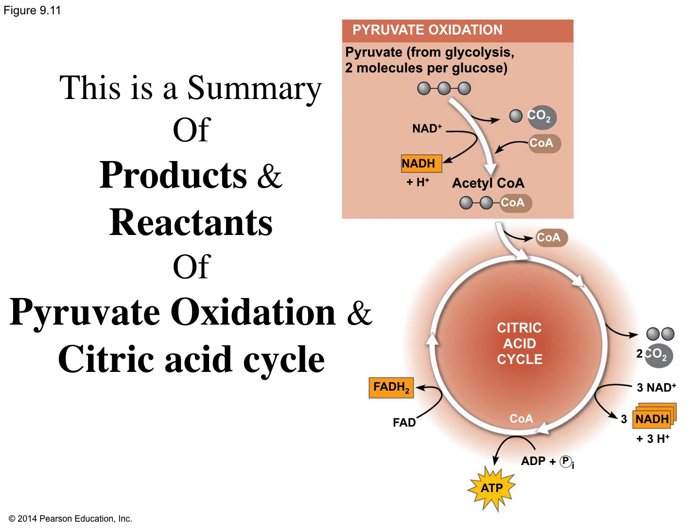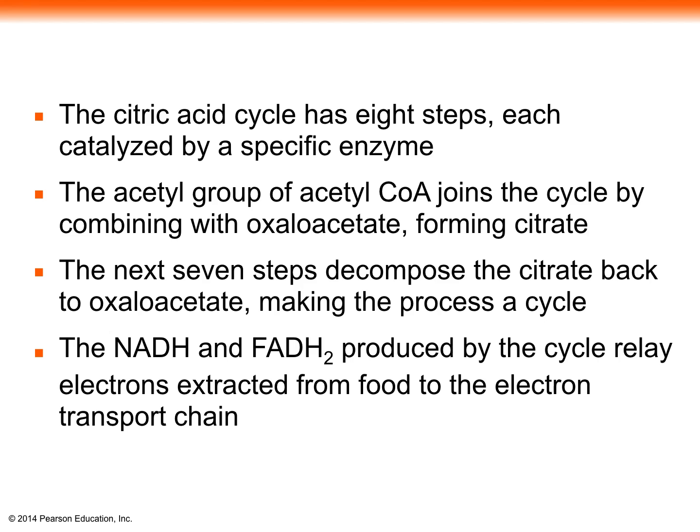Now, the Krebs cycle. What enters is acetyl-CoA, and the citric acid cycle has 8 steps, each catalyzed by a specific enzyme. In the citric acid cycle, the acetyl group of acetyl-CoA joins the cycle by combining with oxaloacetate, forming citrate. So citrate is actually the first formed molecule, which is where the name comes from.